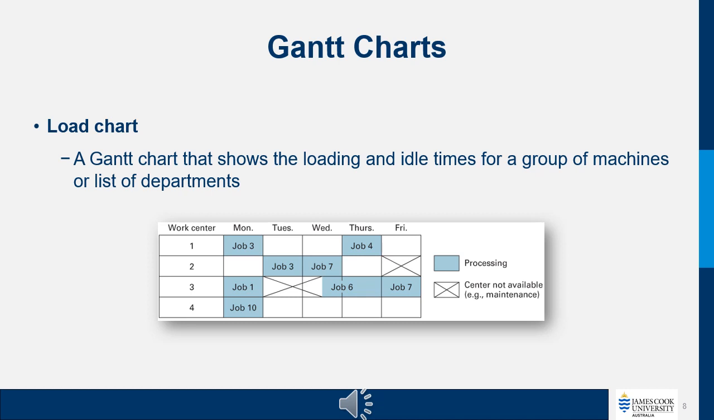It helps them to identify periods of high demand or peak activity, as well as times when resources are underutilized. This information allows them to make informed decisions about resource allocation, scheduling, and also capacity planning.